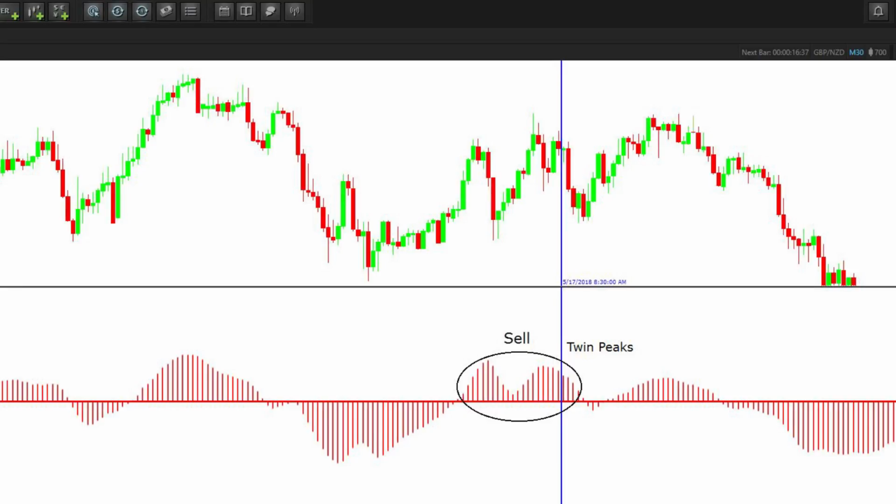And so the first is our bearish twin peaks, which, contrary to its name, happens in the bullish section of the Awesome Oscillator above that 0 line. We'll be entering our bearish twin peaks on the formation of the second peak.